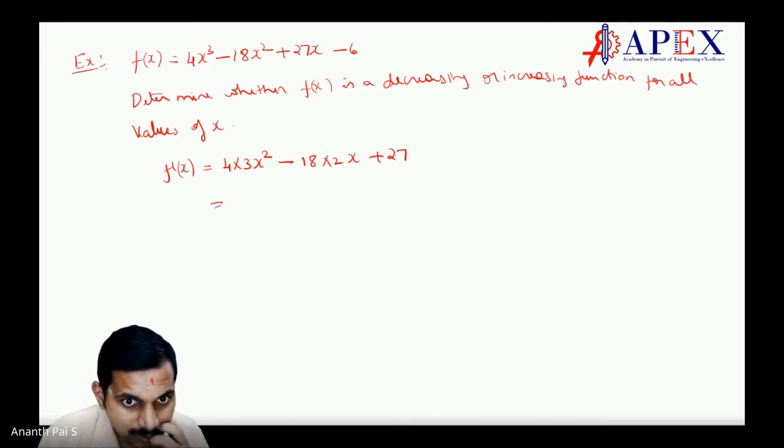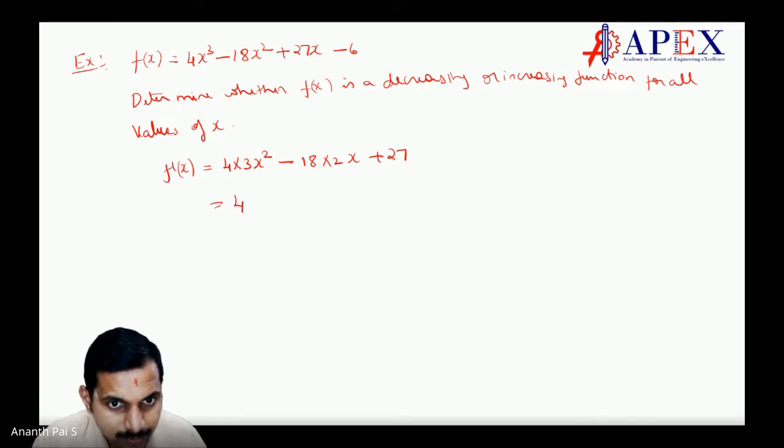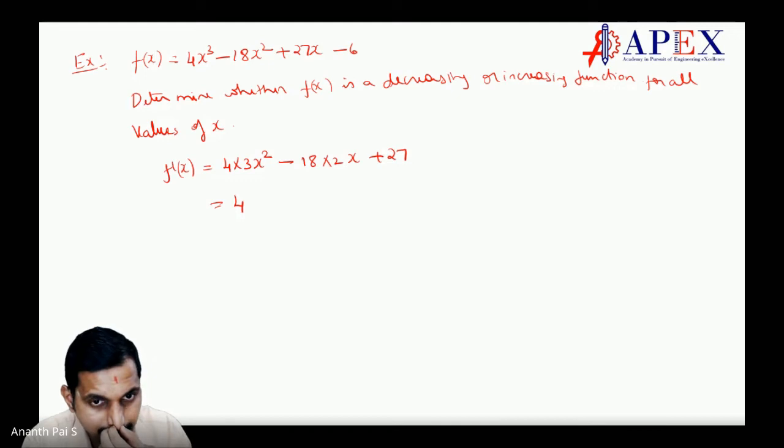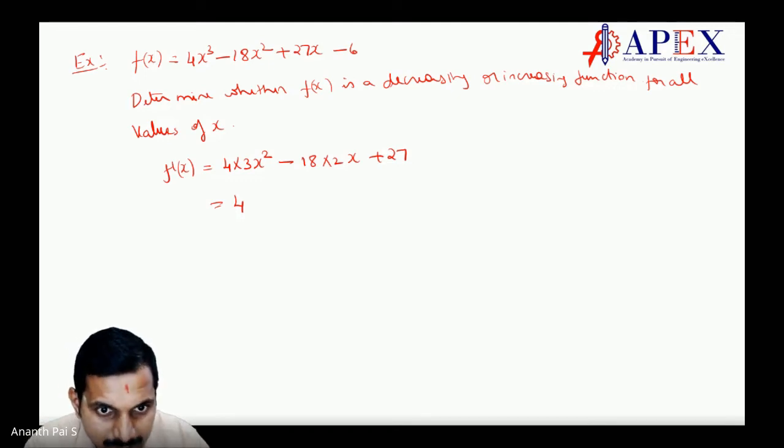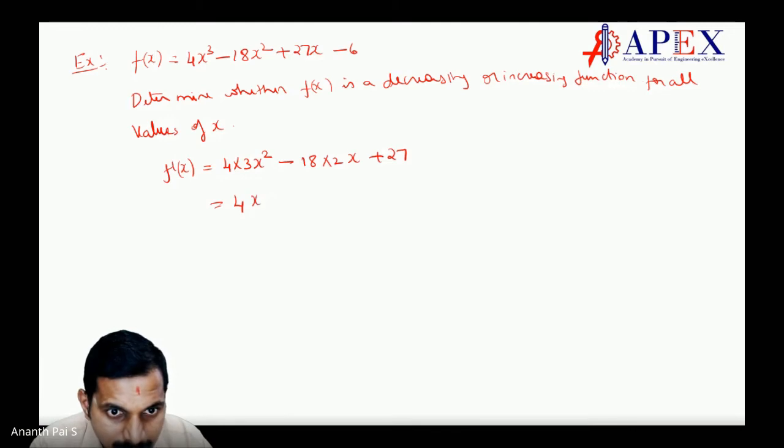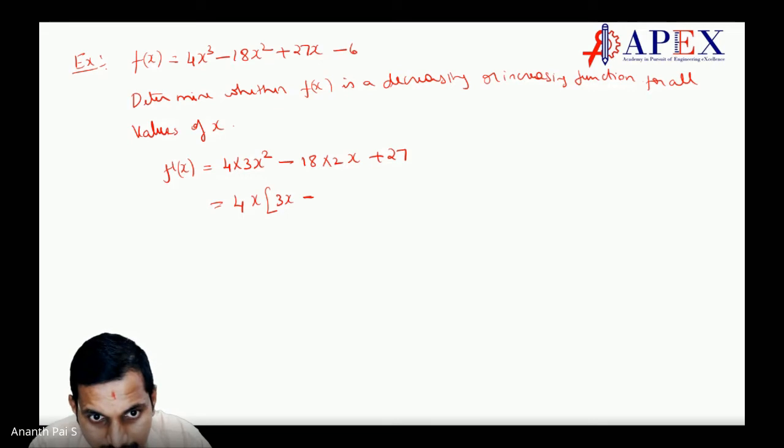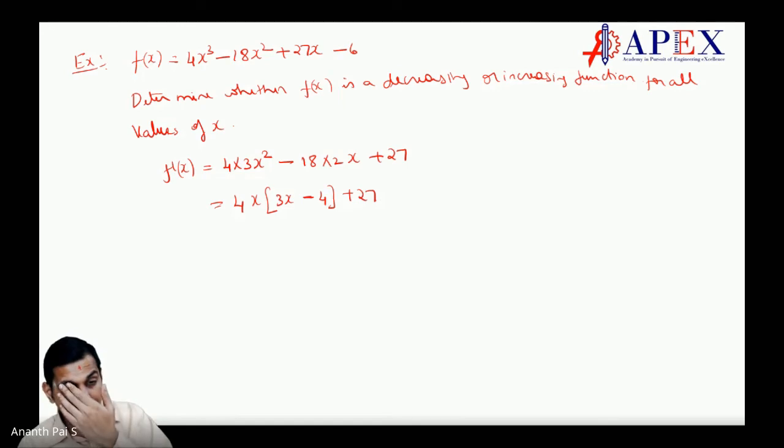Correct? What does that come out to be? 4 into 3 is there. We will take 4 outside. From 18 into 2, 36, 4 outside, you get 9. You get 3x square, or let us take x again outside. Can you find out whether it's decreasing or increasing, students, for all values of x? So you can take 4x outside. Here you will remain 3x minus 36, 4, plus 27. So for all values of x, whether it is decreasing or increasing, students, can you tell me?